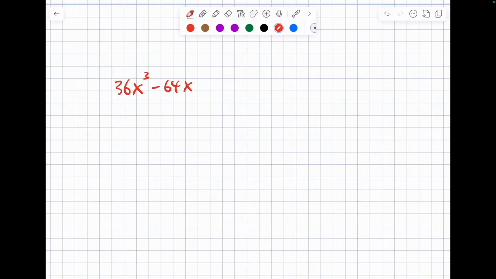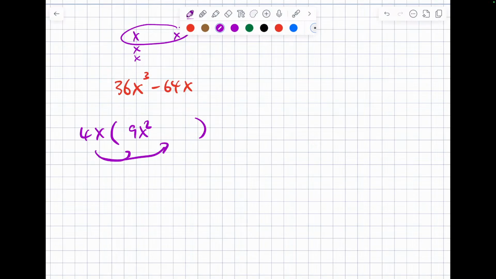Okay. The thing is, you want to look at a GCF always. Here there's an x, of course, they both have x, so you can factor out x. Besides that, between 36 and 64, what is the common factor you can factor out? 4. If I factor out 4x, 4x times what equals 36x cubed? That's going to be 9x squared. Is that okay? And 4x times what equals negative 64x? Minus 16.